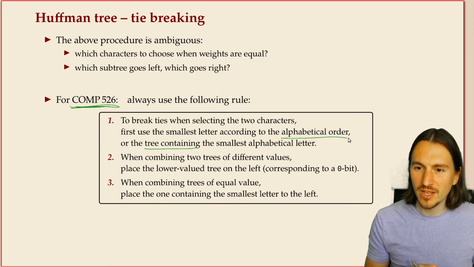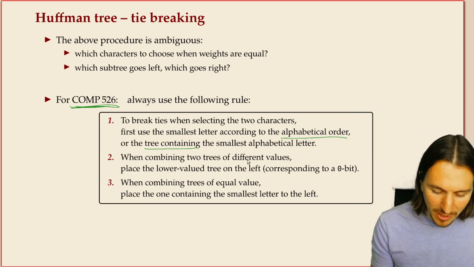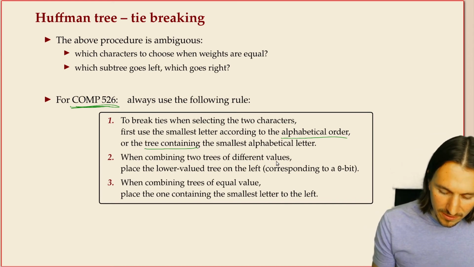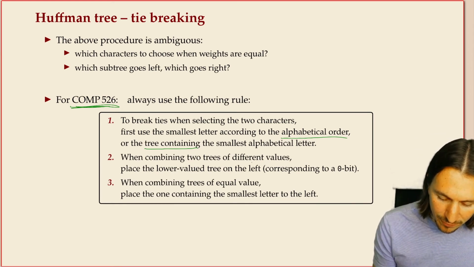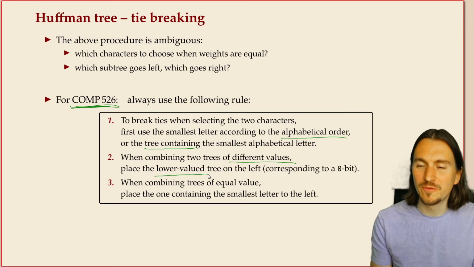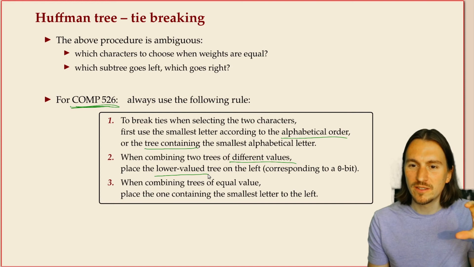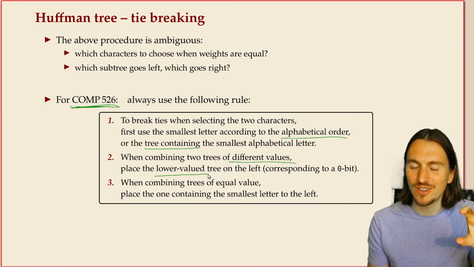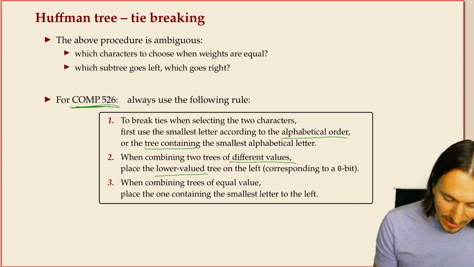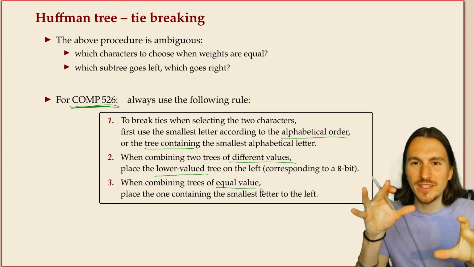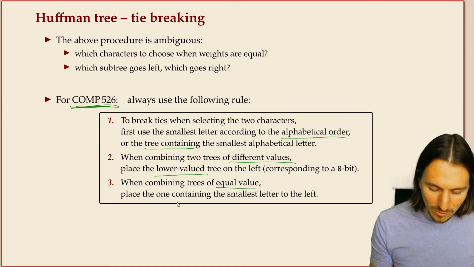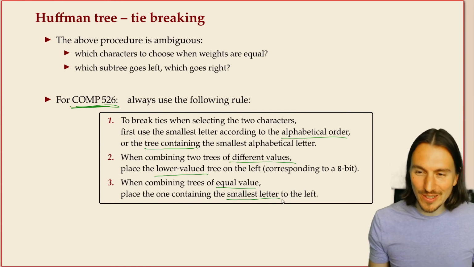For step 2, when we combine 2 trees, when they have different values, we break ties by the value. So we put the lower valued tree on the left. The only case that remains is if the two tries have the same weight, then we place the one with the smallest letter to the left.